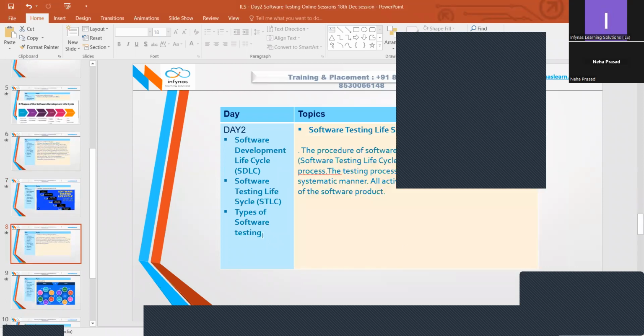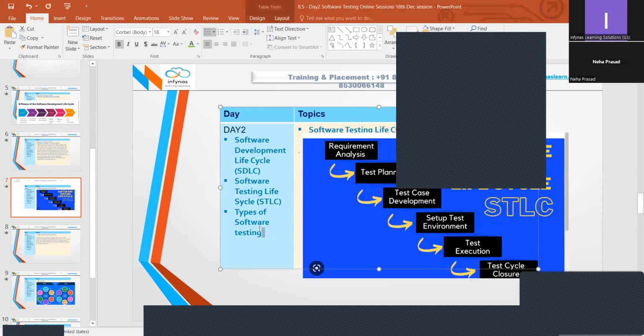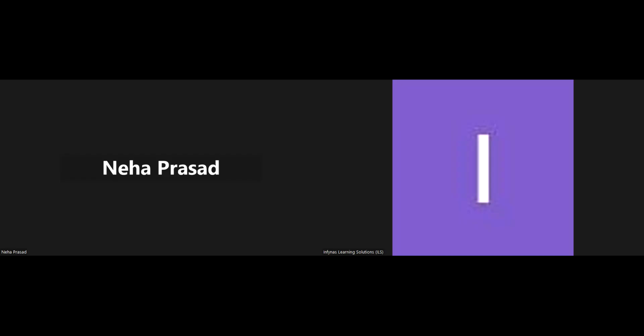Tomorrow we are going to study the types of software testing. We are going to study what the types of software testing are in tomorrow's session. That's also going to be very interesting, wherein we will understand what the types are and how we test and so on. The class will start tomorrow at the same time, which is 7 p.m.